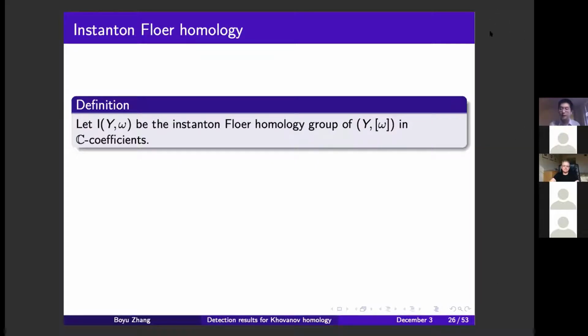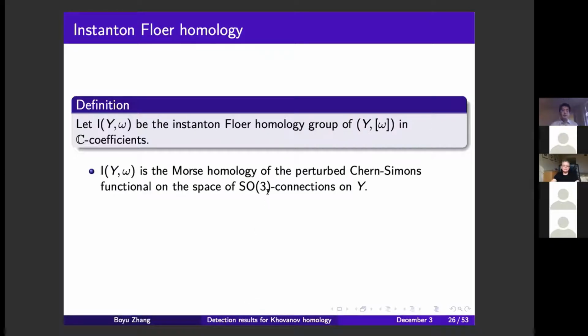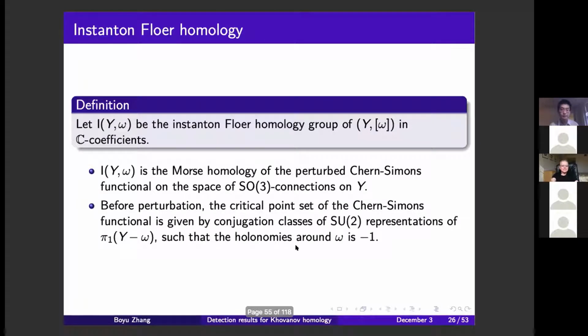In fact, roughly speaking, this instanton Floer homology group is an infinite dimensional Floer homology of a perturbed Chern-Simons functional on the space of SU(2) connections on Y, where the bundle is specified by requiring that its second Stiefel-Whitney class is dual to the fundamental class of omega. And also before the perturbation, the critical point set of the Chern-Simons functional can be described by a character variety of the fundamental group of the complement of omega, if we also require that the holonomy around omega is given by -1.